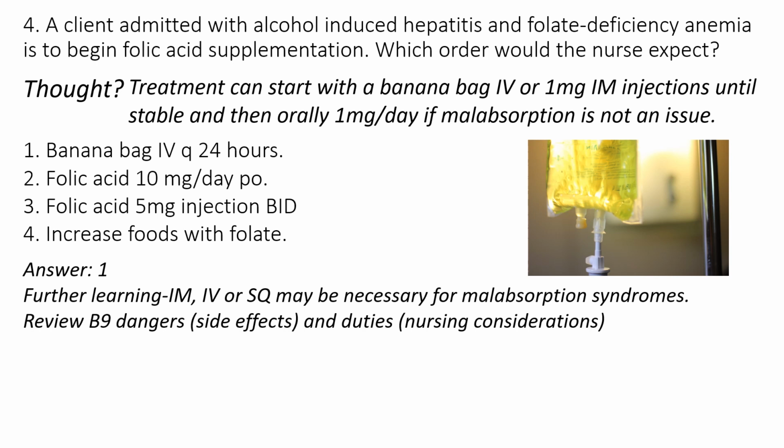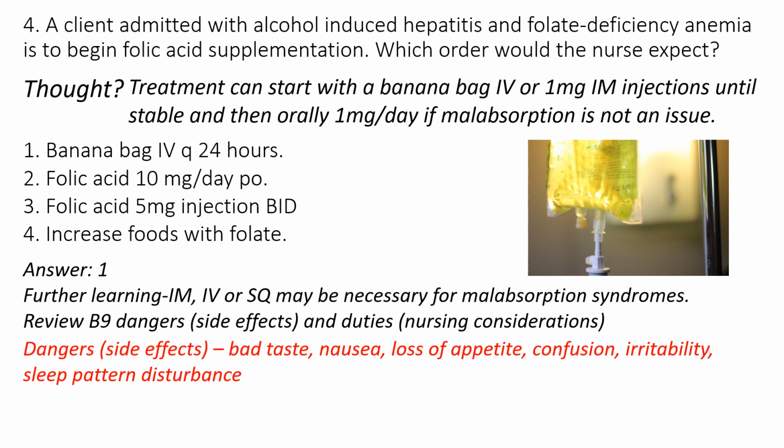And we're going to take advantage of this slide to also just review any side effects of B9 and any nursing considerations. So B9 side effects, it could cause a bad taste in the mouth, nausea, loss of appetite, so some GI issues there, confusion, irritability, sleep pattern disturbance, even some neuropathy if it's overdosed. So it's kind of hard to do, but it can happen. And the duties with this one is really to just watch for that GI irritation. Now in this case it was IV, but with the PO, like I know I can't take my B vitamins without food. I will feel sick for the rest of the day. B vitamins can really cause some nausea.